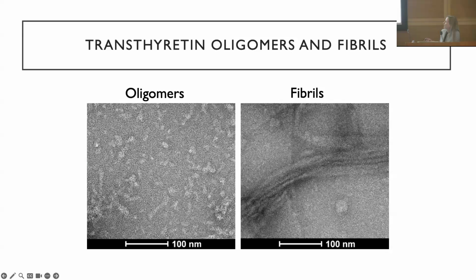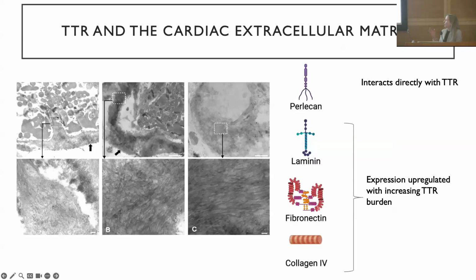And we have these little blobby things that we think are likely oligomers, and then these longer species that we think are representative of fibrils. So now we have our transthyretin. We're able to make various structures of TTR, so that's good.